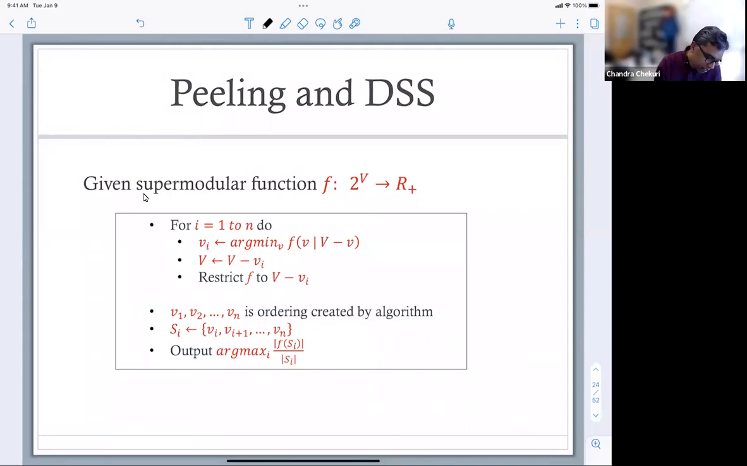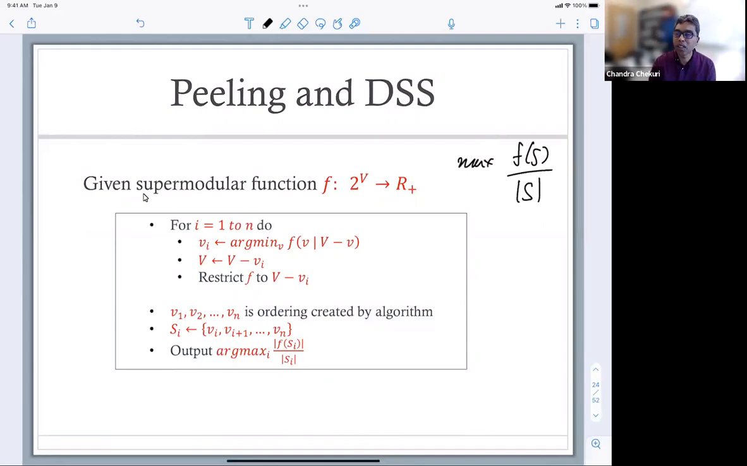So now let's consider the more general problem of supermodular density. You ask, is there a peeling algorithm for supermodular density, and can you prove something about it? Is it a graph result or is it a supermodular function result?